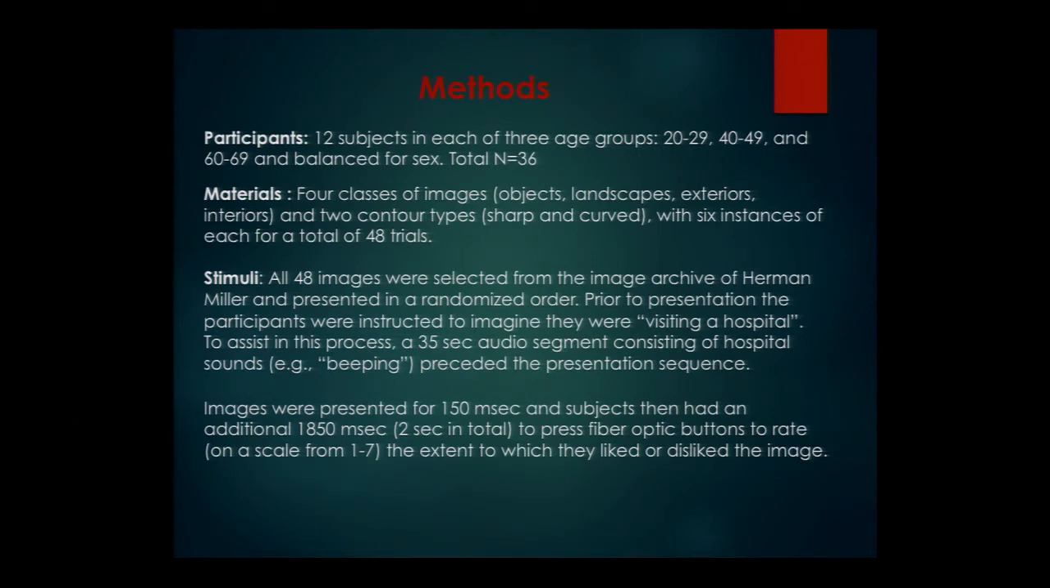So the images were presented for a very brief period of time, only 150 milliseconds of exposure. Barr and Nanda used only 85. So we were well within the range of individuals perceiving the images or the entities. And then the subjects had an additional 1,850 milliseconds to rate: do you like this image or do you not?